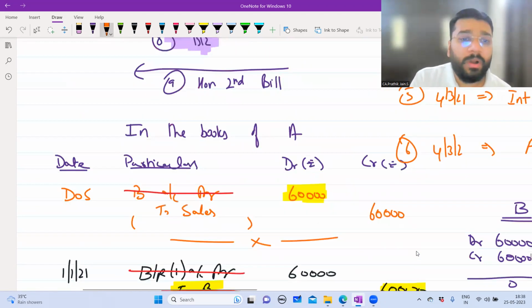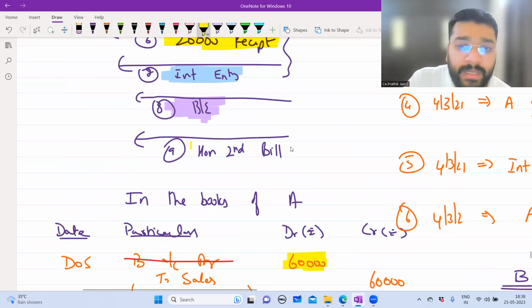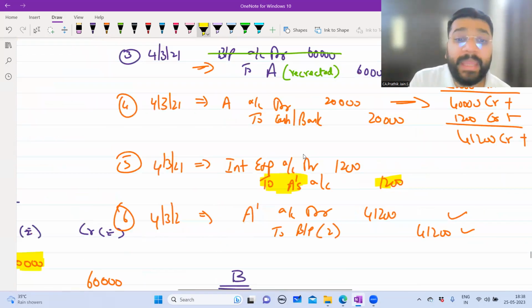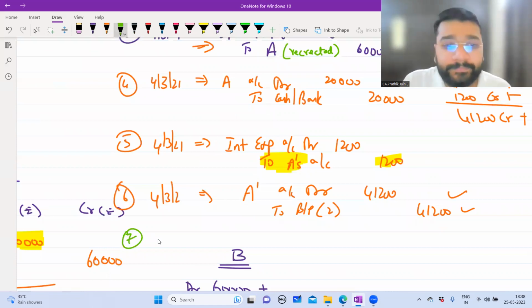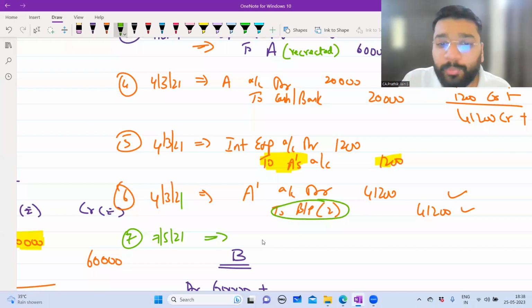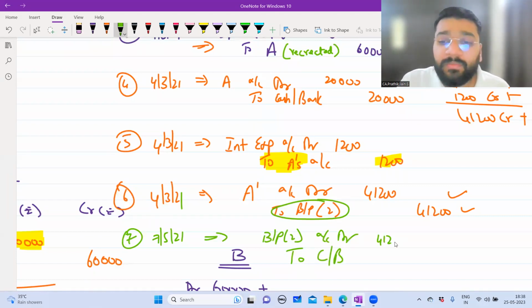Now, on the due date, the bill has been honored, which means the bill has been paid. So what is my 7th entry? What is the revised due date? 7th of May 2021. You are making the payment, so you have to cancel this bill. You are settling the liability. To close a liability, I have to put it in debit. So bills payable account debit to bank, cash or bank, 41,200.